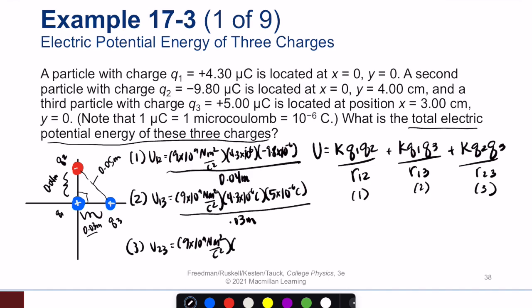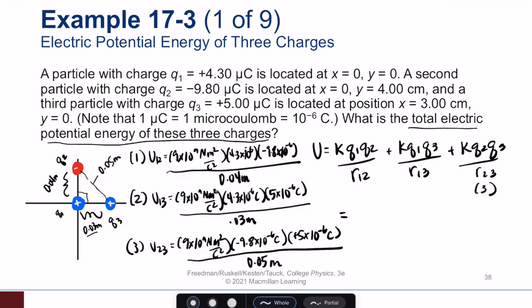Two is negative. Three is positive. And then the distance between 2 and 3 is the hypotenuse of the 3, 4, 5 triangle, which is 5. And so now when I plug all those in my calculator, I will write their answers right under here.